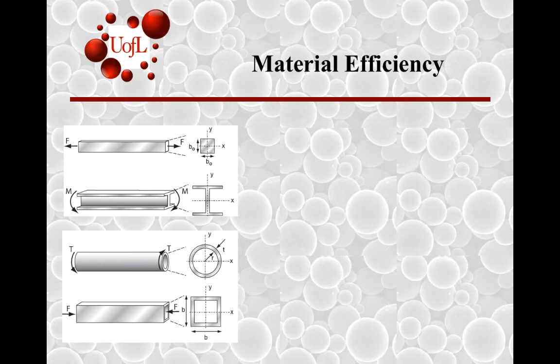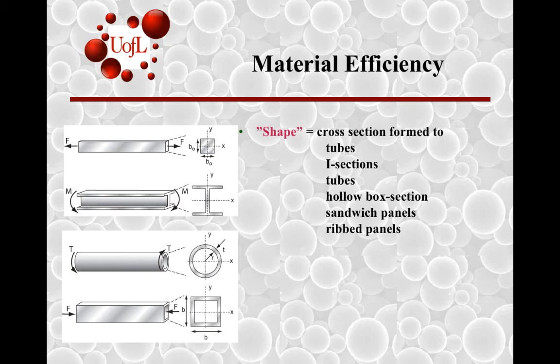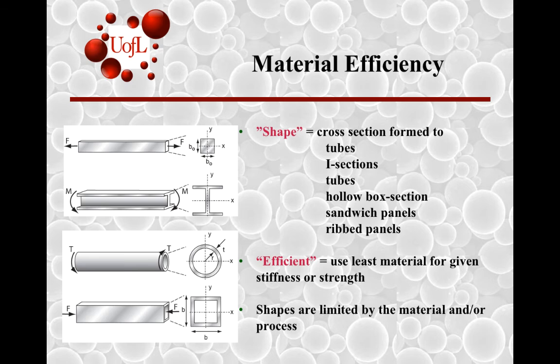So to recap, we've seen that material efficiency can be improved by going to different types of shapes, and certain shapes are better suited for certain loading conditions compared to others. And by efficiency, we mean how to use the least amount of material for a given stiffness or strength value dictated in a design. And just like you can minimize mass, you can also minimize cost.